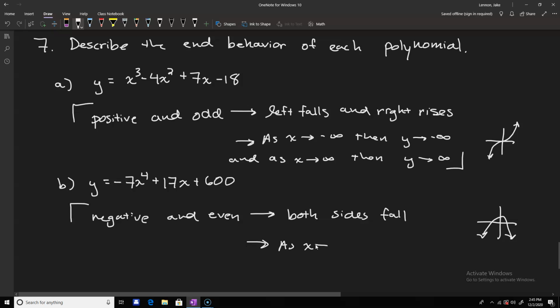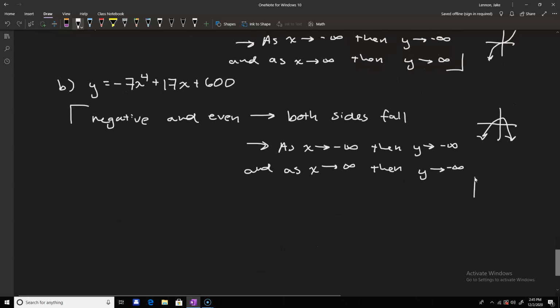As x goes to minus infinity, then y goes to minus infinity, and as x goes to positive infinity to the right, y is still falling, so y is going to negative infinity as well. So that's it for end behavior. Just analyze the leading coefficient and make sure you understand the behavior. You may want to review polynomial functions and write down a summary for the 4 possibilities based on the leading coefficient.